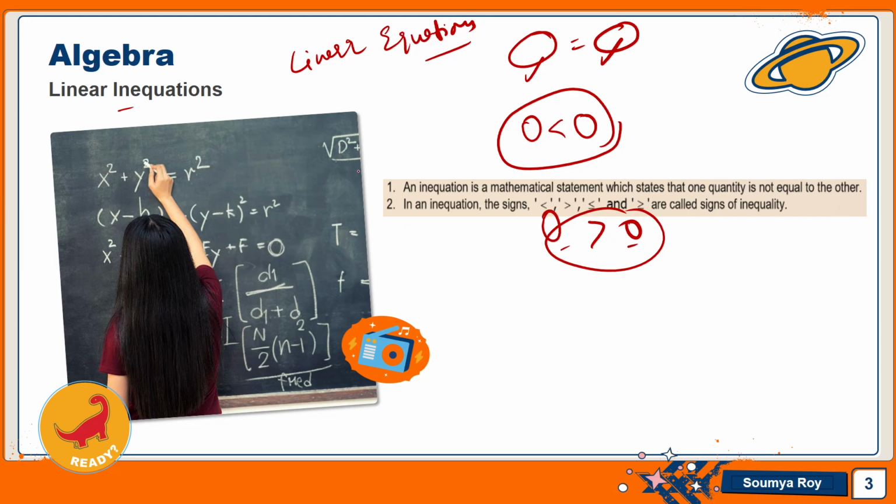So the definition first: it is a mathematical statement which states that one quantity is not equal to the other. That is, one is lesser or more. So which signs are we going to use here? As I told you, less than, greater than, less than or equal to, greater than or equal to.